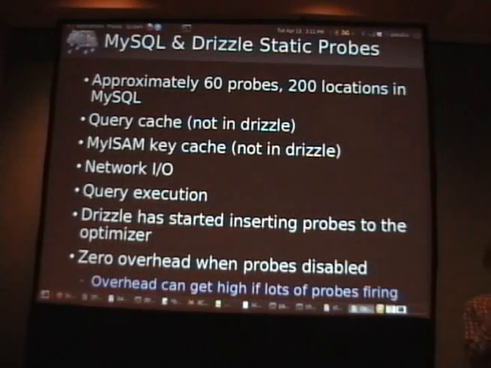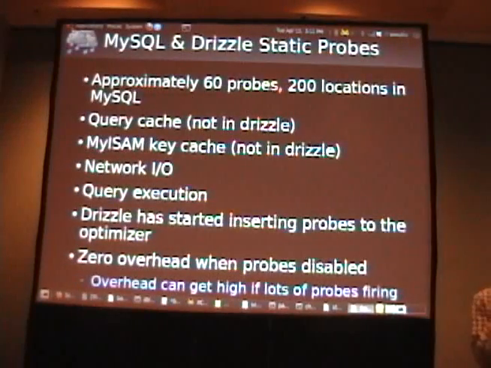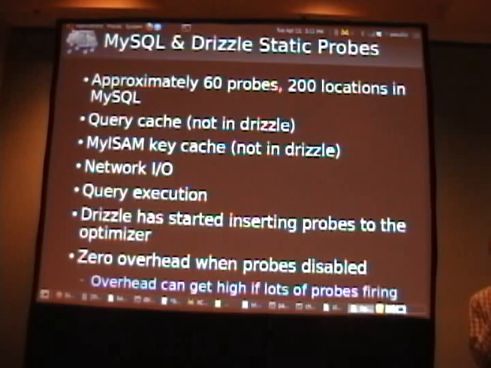An overview of the actual probes that are present in MySQL now. There are 60 probes in MySQL scattered around 200 locations in the server. They have probes in the query cache, because in Drizzle we don't have a query cache. There are probes around network and query execution. In Drizzle we started to insert probes around the optimizer, so that we can see what's going on in there. We're starting to add probes to the optimizer.